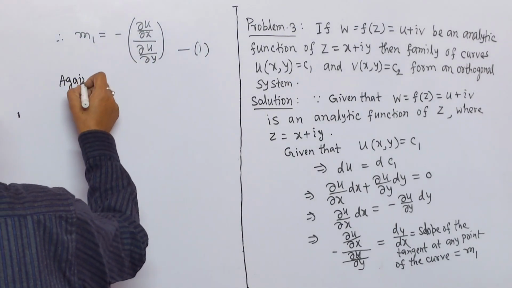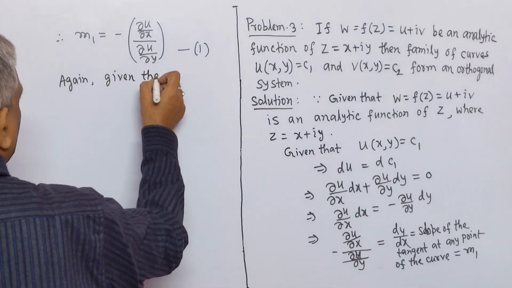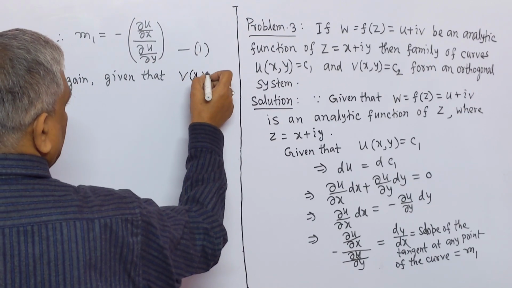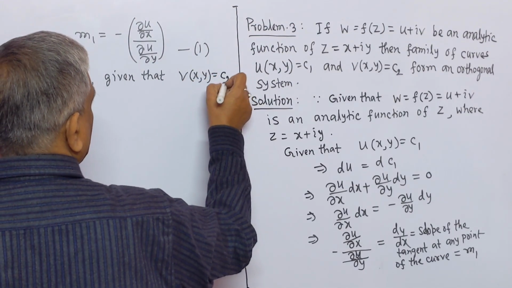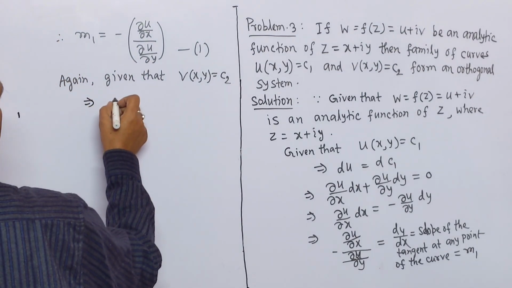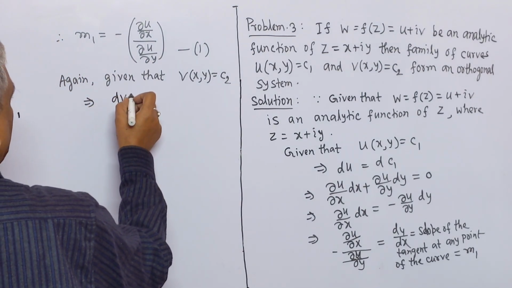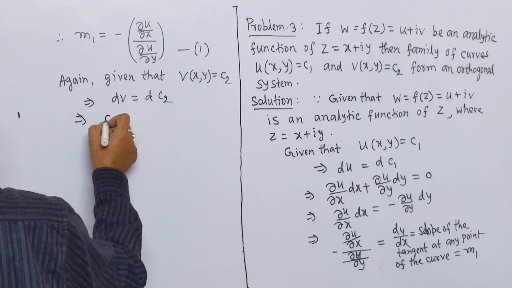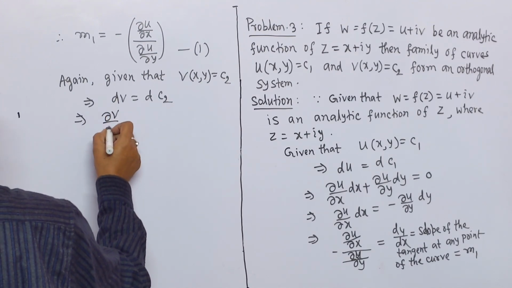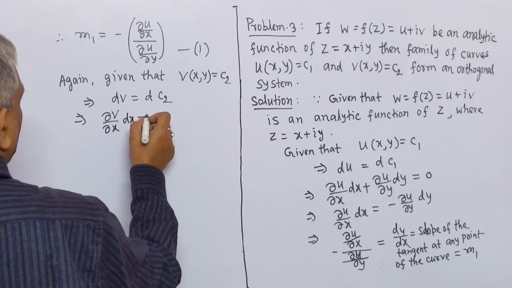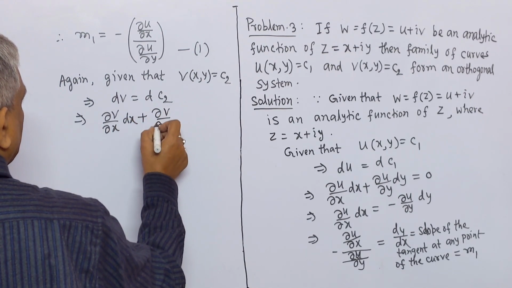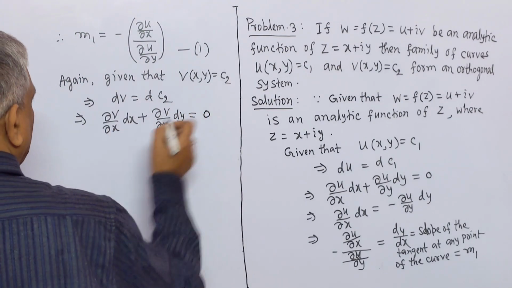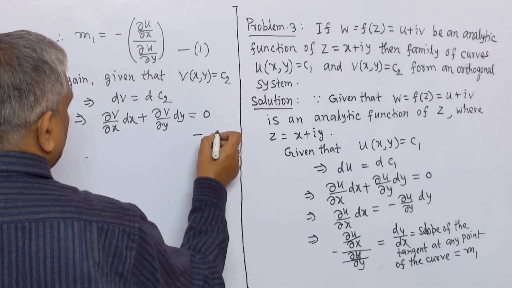Again, given that v(x,y) equal to constant c2, implies that dv equal to dc2, implies that partial derivative of v with respect to x dx plus partial derivative of v with respect to y dy, and derivative of constant equal to 0. Let this be number 2.